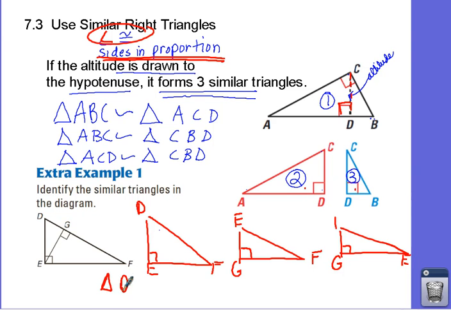Triangle D, E, F is similar to triangle, got to get in the right order, huh? D, E, F, so I better go E, G, F. And also similar to triangle, that should have been a D, G, E here. So D, G, E. And because of that, we can now write proportions and solve a lot of problems. So let's look at a problem.